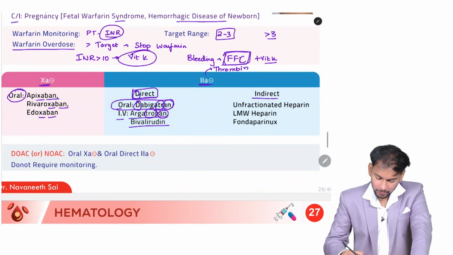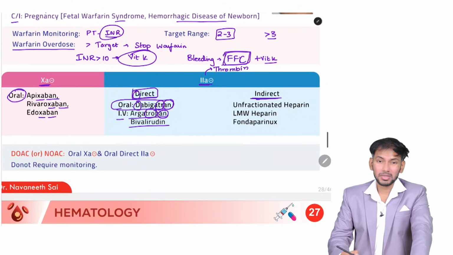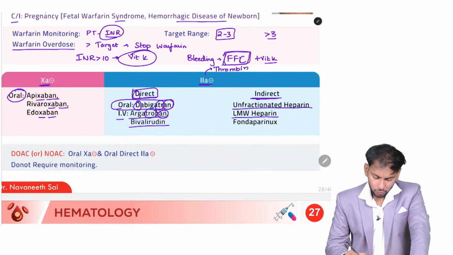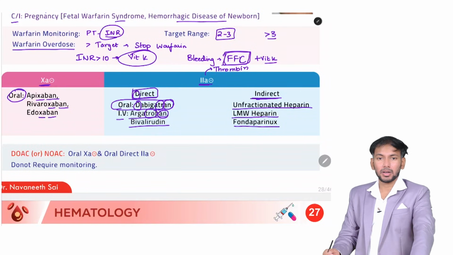Now, indirect ones. Indirect ones are the most famous ones. These are heparins. Yes, unfractionated heparin, low molecular weight heparin. Next is fondaparinux. That's all.